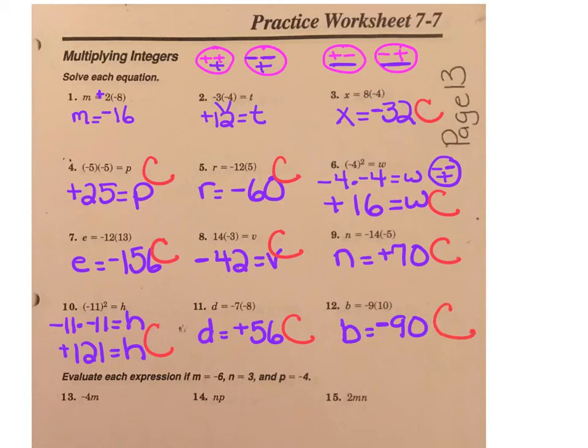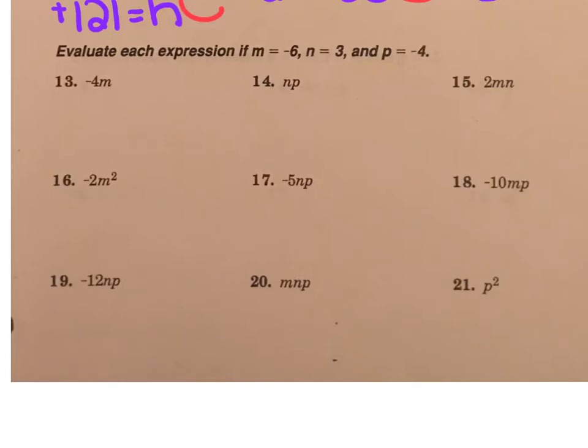Let's look at the bottom section. In this section, we're given several expressions, and we need to evaluate each expression. If M equals negative 6, N equals 3, and P equals negative 4, you're going to apply the Margar rules in each case. Let's take a look at problem number 15.